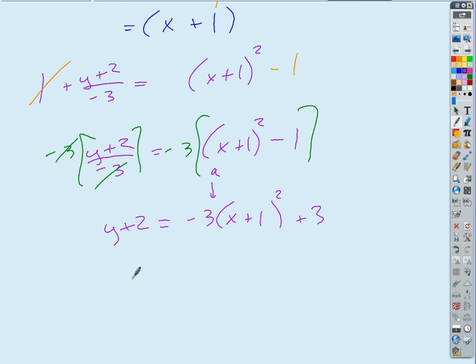subtract 2. Where did you get the added 3? Because I distributed, right here, I distributed the negative 3 to the negative 1. Okay? And then finally, if I subtract 2, I just get negative 3 times x plus 1 squared plus 1. Okay? Good? All right.